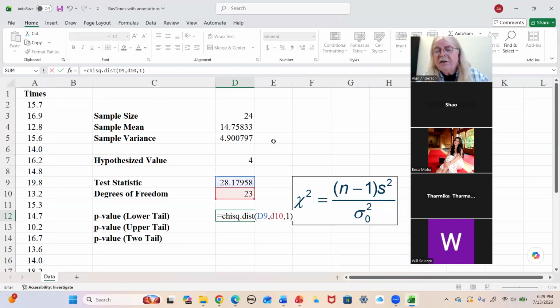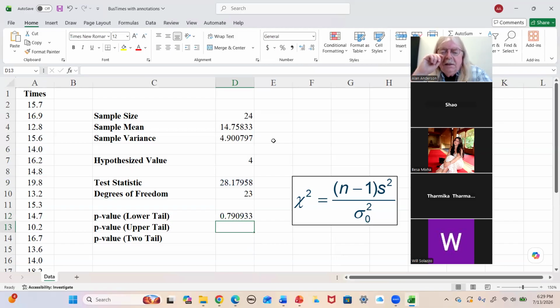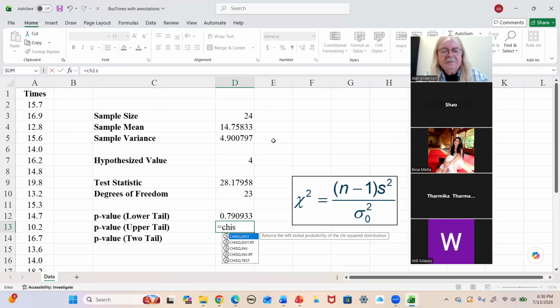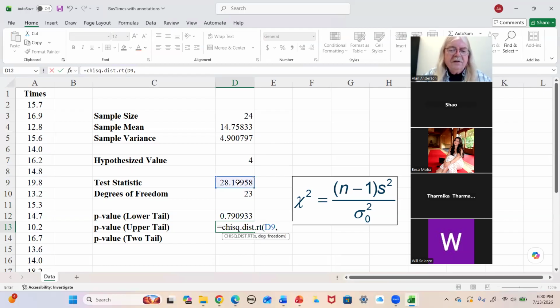Now, in the slides, they're actually using the word true. It means the same thing. 1 and true are the same. 0 and false are the same. For certain parameters that you enter into these formulas, the variable is a yes or no variable, and that's what this is for. Now, for the upper tail, it's the right tail. So in other words, it's CHISQ.DIST.RT, meaning the right tail. X again is the test statistic. Degrees of freedom is here.